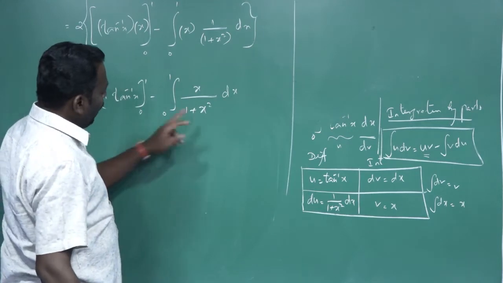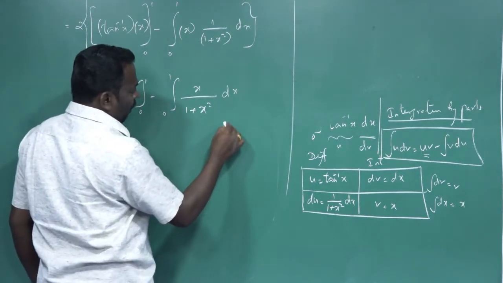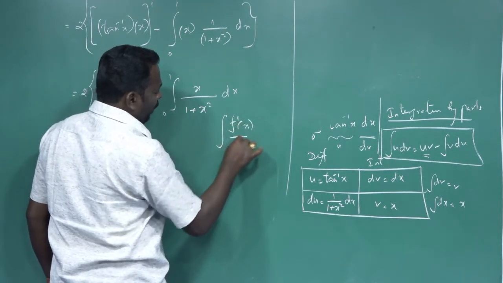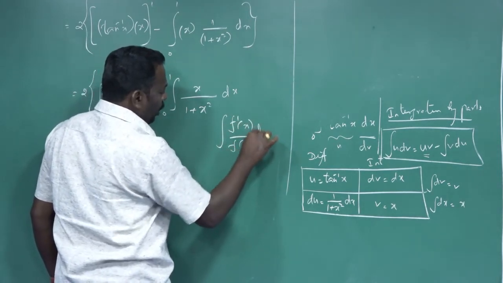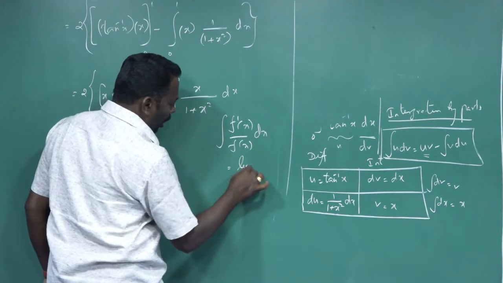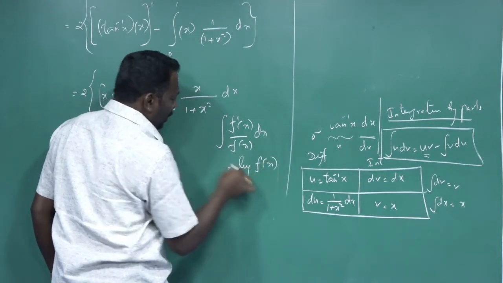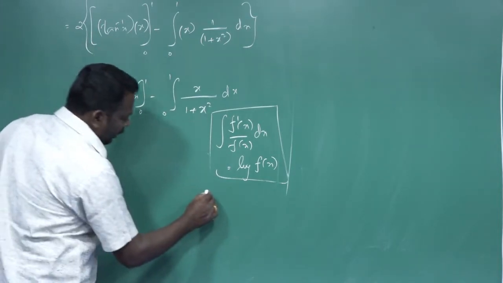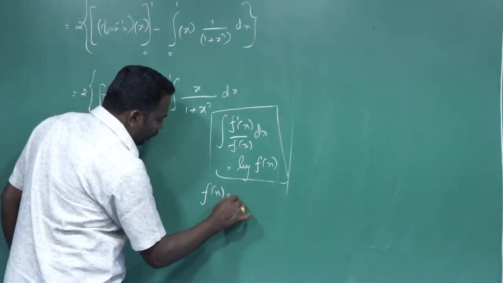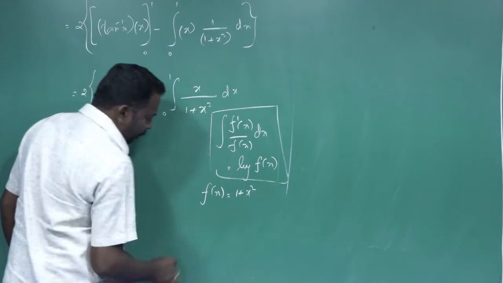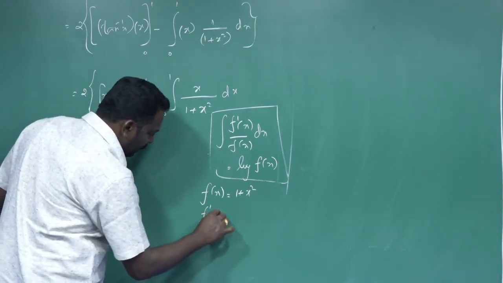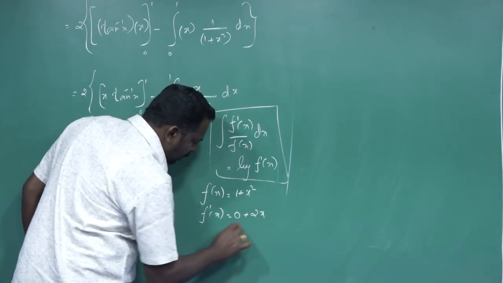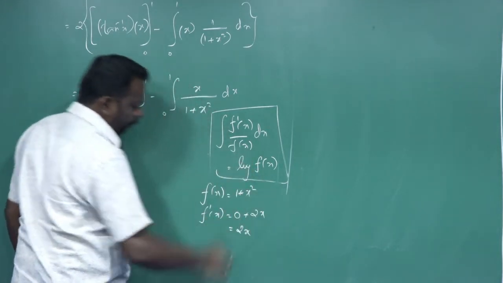Now we have to apply an integral formula. Integral of f dash of x by f of x dx is equal to log f of x. Apply this integral formula here. So now we can take the function f of x equal to 1 plus x square. Then f dash of x is equal to 0 plus 2x, that is equal to 2x.